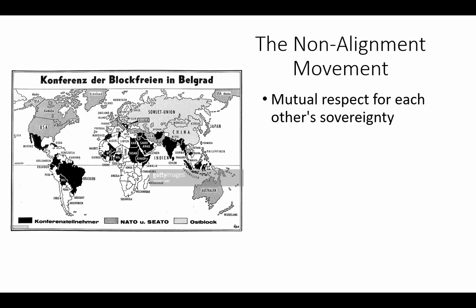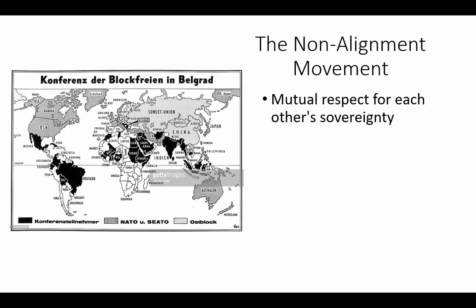And so the idea of non-alignment was they would not choose between the Soviets and the Americans because they saw this new Cold War and the spheres of influence that came from it as sort of a new form of colonialism, a new form of imperialism.